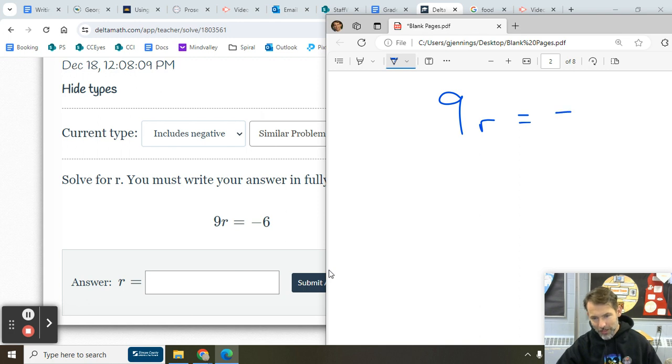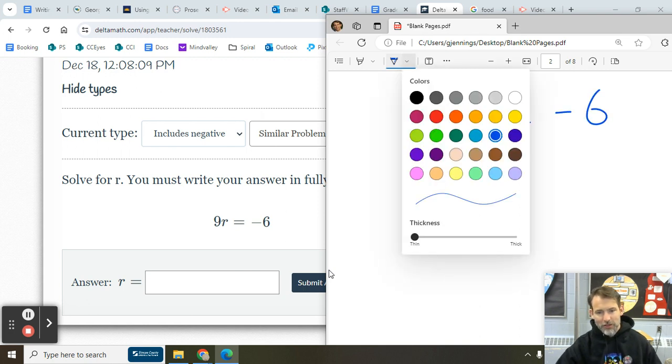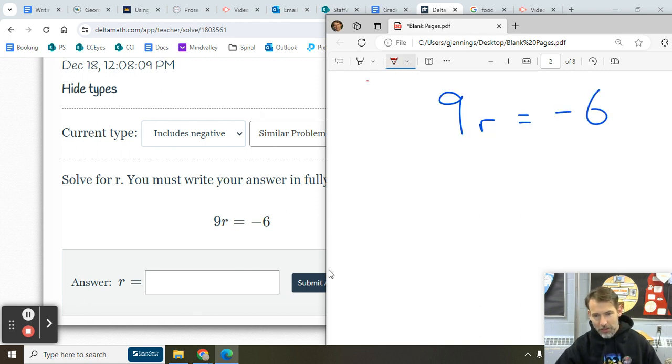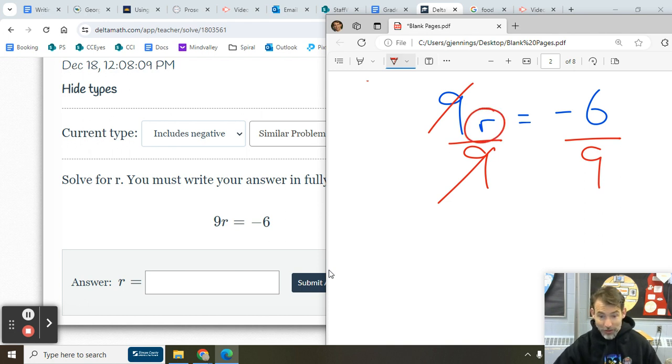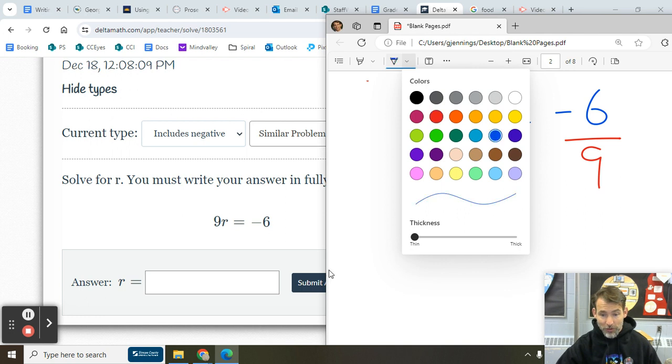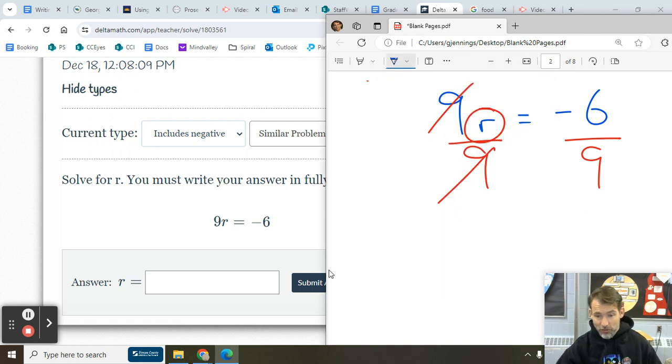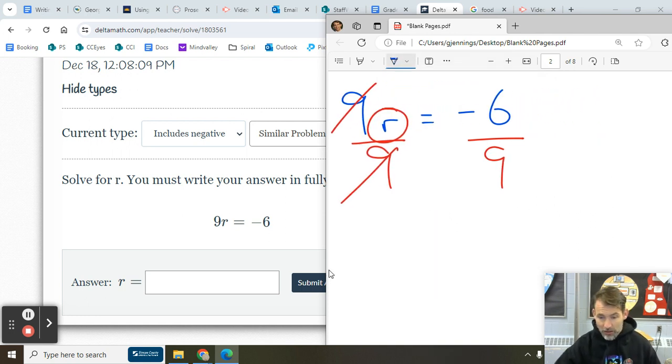9r equals minus 6. Okay, so you get out your inverse operations pen. You say, I don't want 9r, I want just r. I know if I divide both sides by 9, those will cancel, and that will isolate my variable. My variable is now alone. Great. And so it's equal to negative 6 over 9. Fantastic. r is equal to negative 6 over 9.